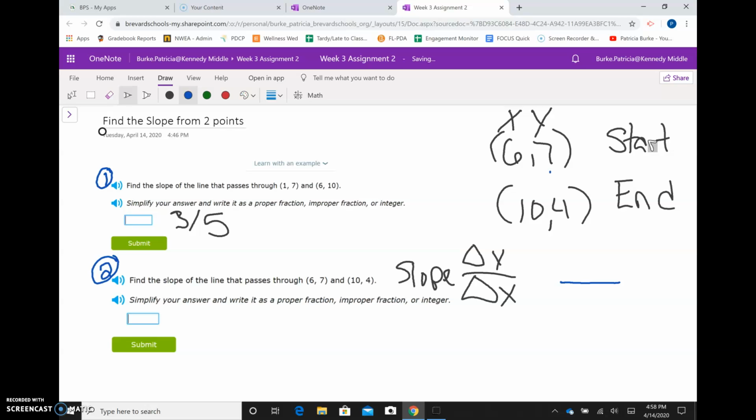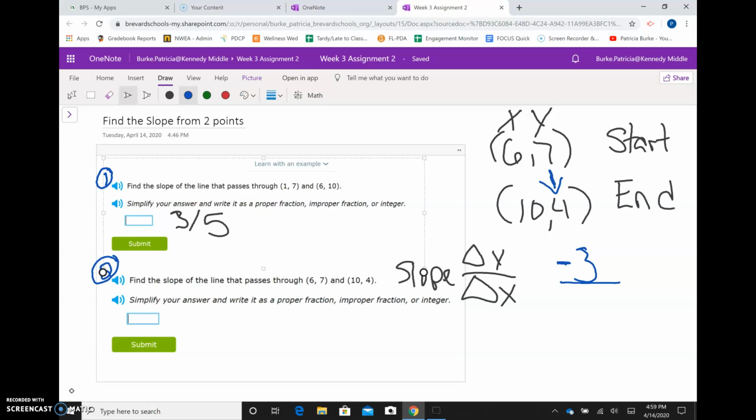If we start at 7, oh look, we went down to 4. So we started at 7, and we went down to 4. What change did we make to 7 to get to 4? Well, you have to subtract 3 to get to 4, so it'd be minus 3. That's the change in y.